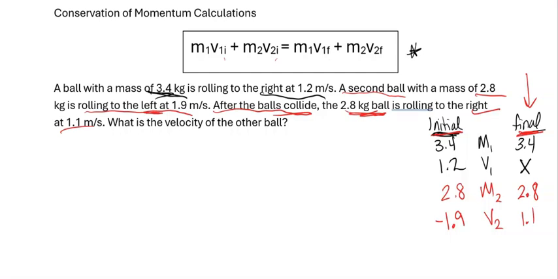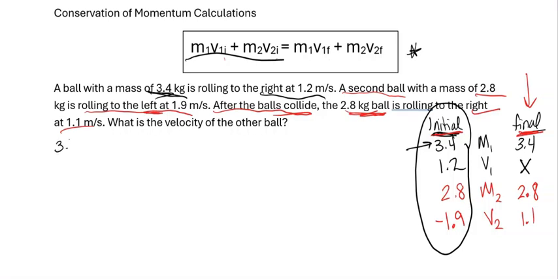Once you have your information separated into initial and final, if you choose to do it this way, you need to recognize that all of your initial values will be on the left side of the equation, and all of the final values will be on the right side of the equation. So I'm going to take my initial mass 1, which was 3.4 kilograms, times initial velocity 1, which is 1.2. Add that to mass 2's initial, which is 2.8, times velocity 2's initial, negative 1.9.